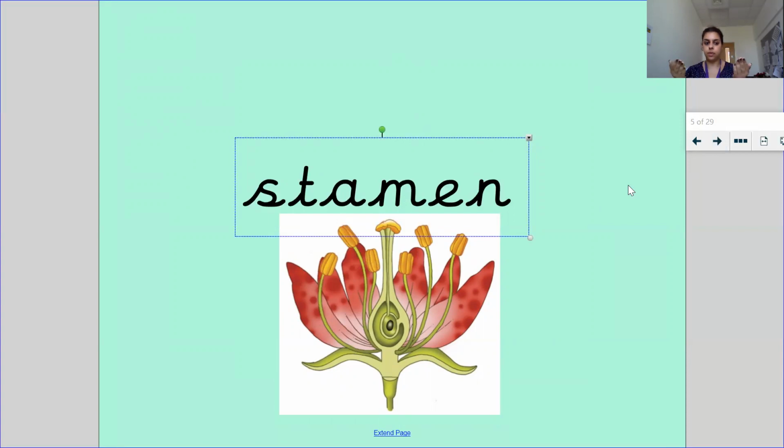Stamen, stamen, stamen. Good. So stamen is the male part, the masculine part of the plant, and that is the anther, these yellow bits, and the filament together makes a stamen.